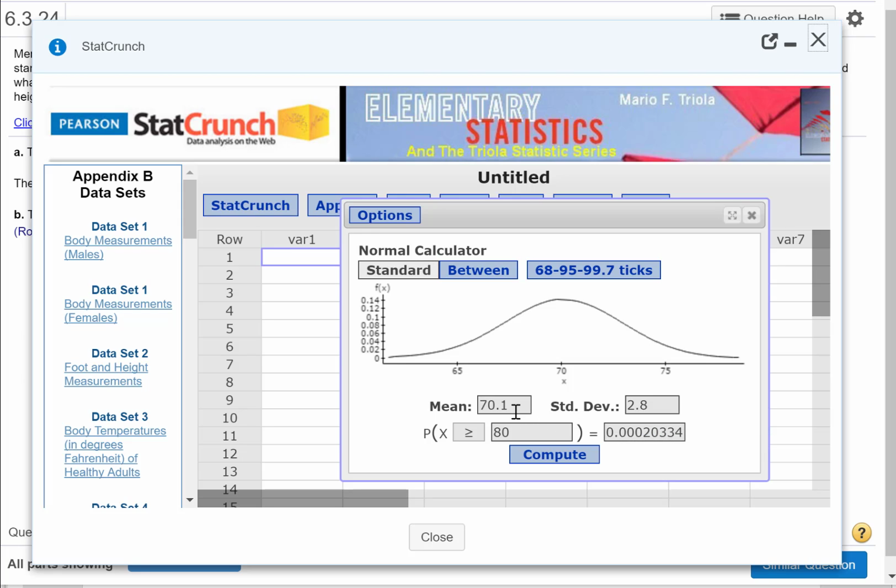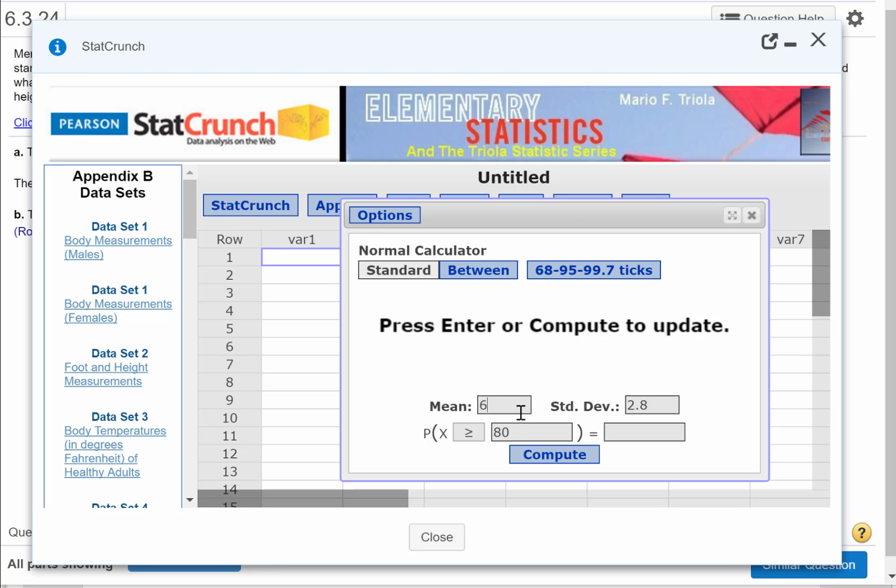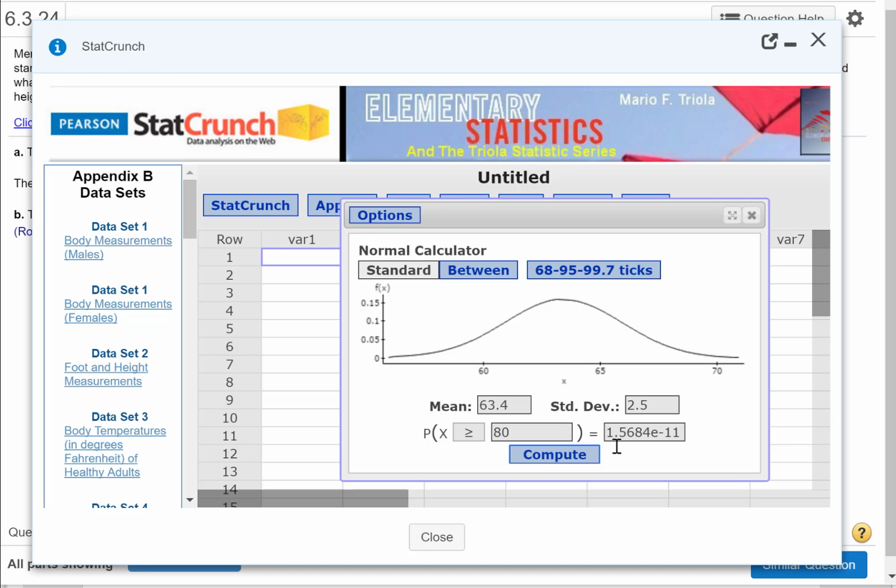Now let's do the women. So the women, the mean was 63.4, standard deviation of 2.5. And again, we're looking for how many women are going to be taller than 80. Very small, so basically 0. This is 1.5684 times 10 to the negative 11. Remember, that scientific notation tells me I'm going to move that decimal point 11 places to the left because it's to the negative 11. I'm basically dividing by 10, 11 times. Each time we divide by 10, that decimal point just shifts over to the left one place. So that one is essentially 0.